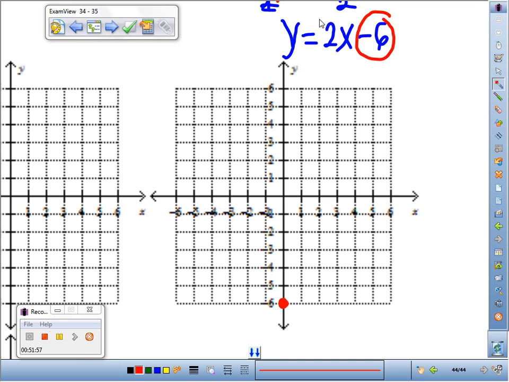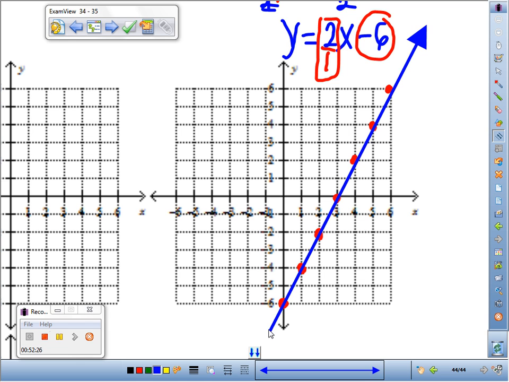And what is our slope? Our slope is 2 up and 1 to the right. So we go 1, 2, 1 to the right. Plot your point. Let's do it again. 1, 2, 1 to the right. And again, repeating the pattern. And then you graph your line.